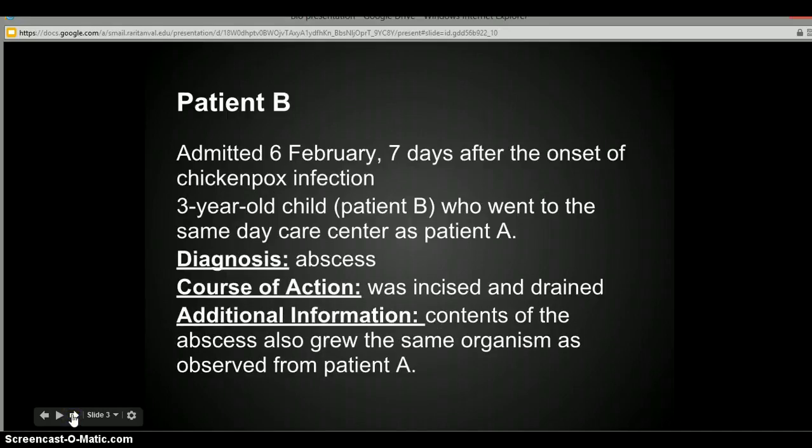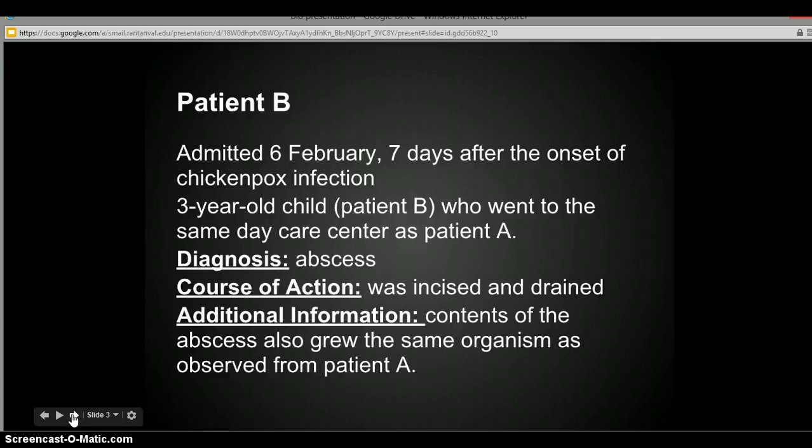Patient B was admitted on February 6th, which was 7 days after the onset of their chickenpox infection. It was a 3-year-old child this time who went to the same daycare center as the patient beforehand. The diagnosis was an abscess, and the course of action was incision. So basically they had to drain it.